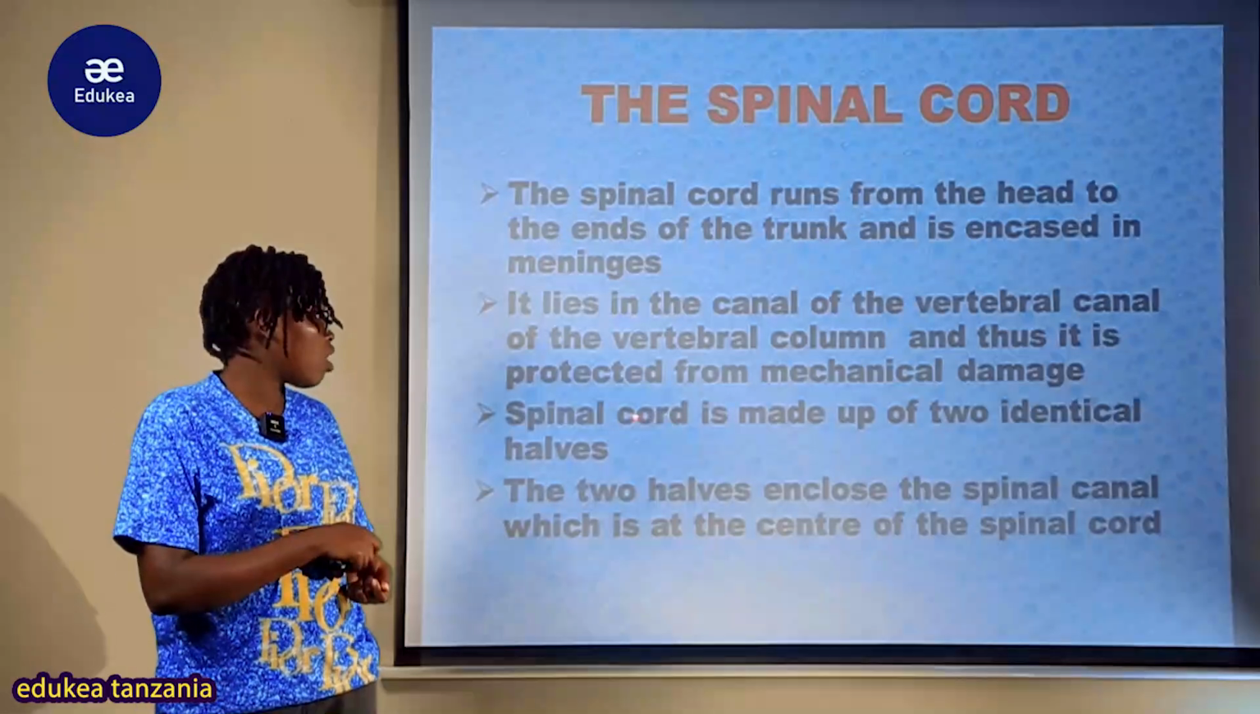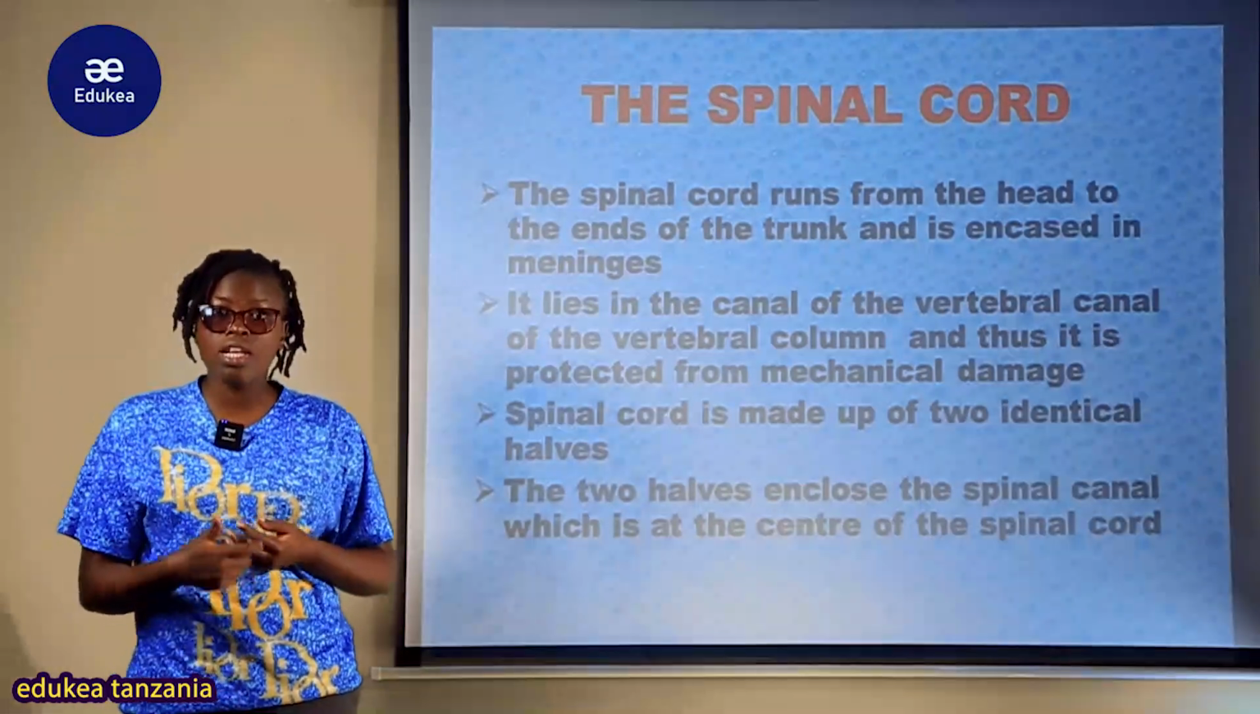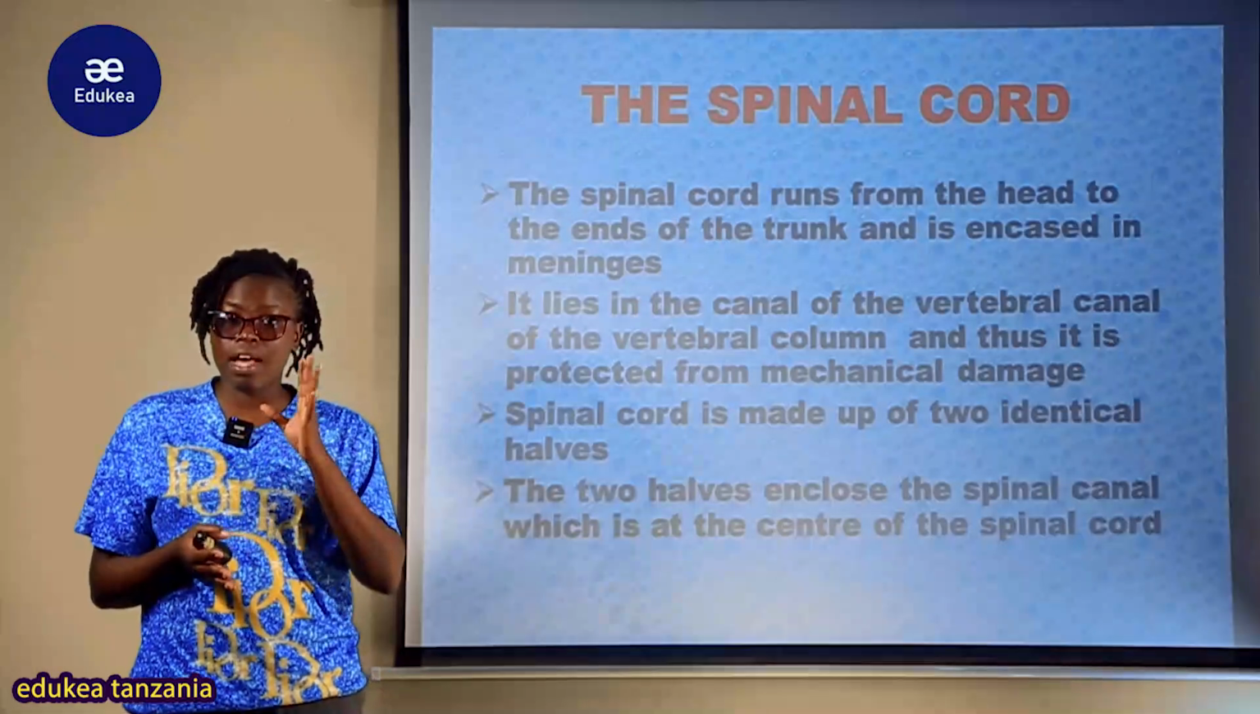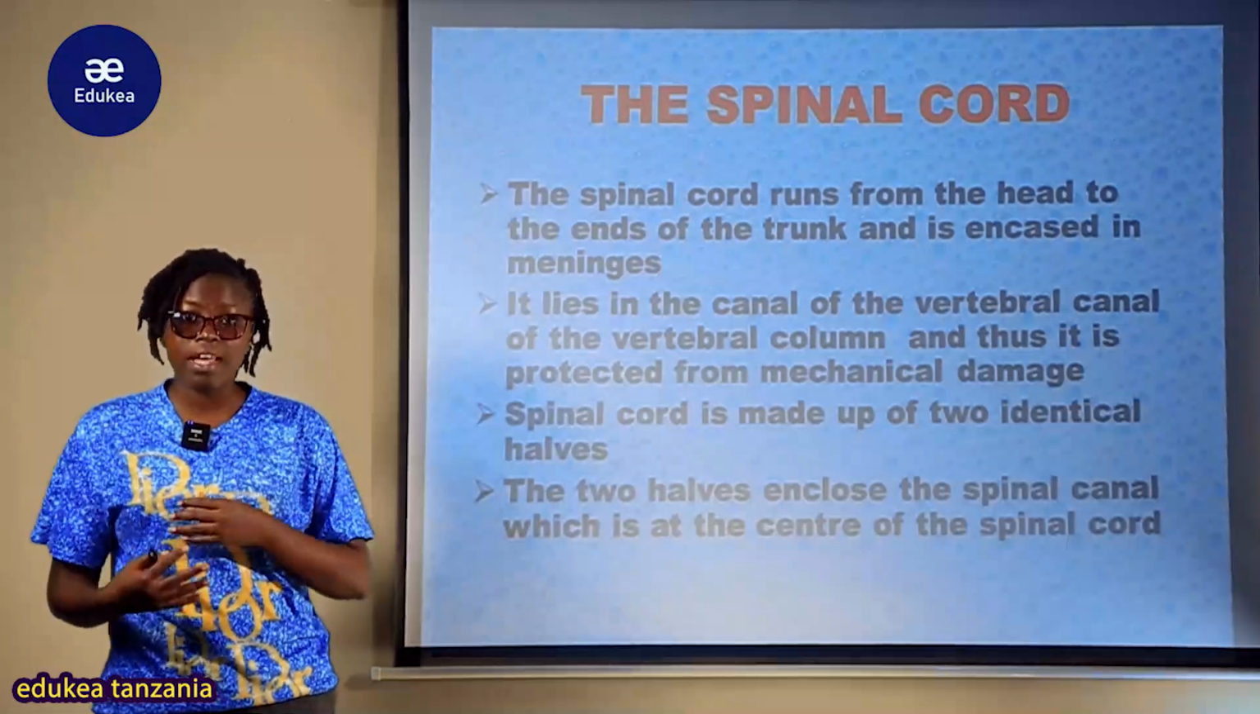So the spinal cord is made up of two identical halves. If you look at the structure of the spinal cord, it is made of two halves: the left hemisphere and the right hemisphere. We will look at the dorsal and the ventral.